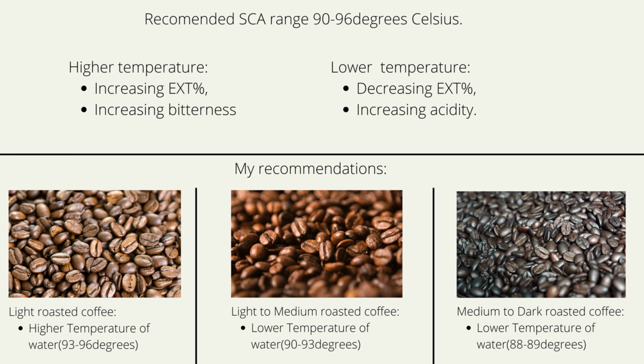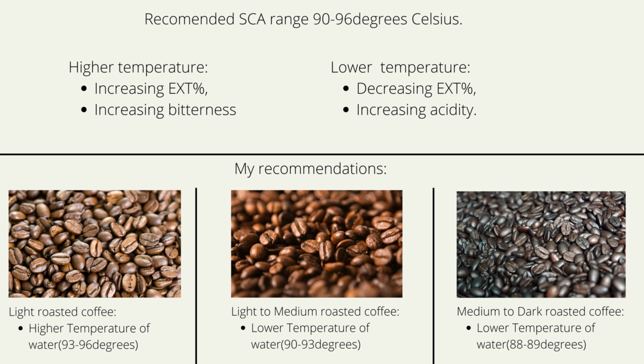On the other hand, if you like roast profiles which are medium to dark, or some commercial roast profiles, it's still fine, you just need to go lower with the temperature. You need to go lower, like 89, 88, let's say 90 to be the maximum if you are brewing medium to dark roast.